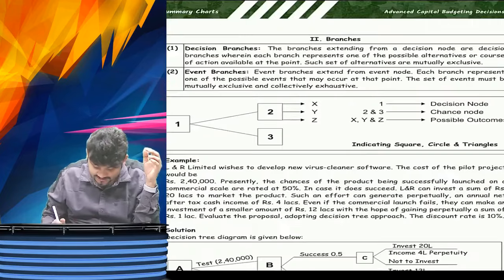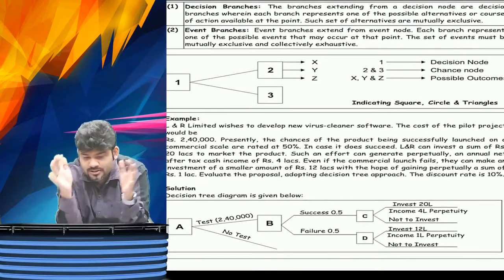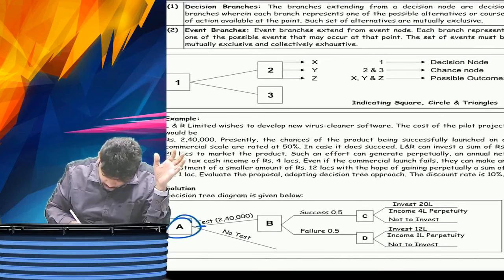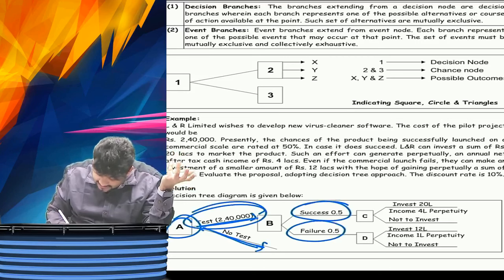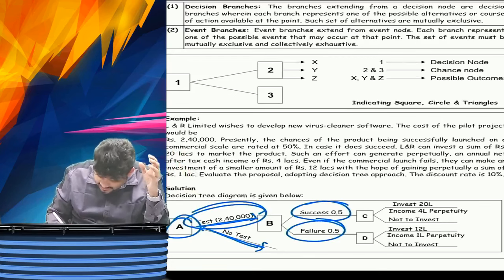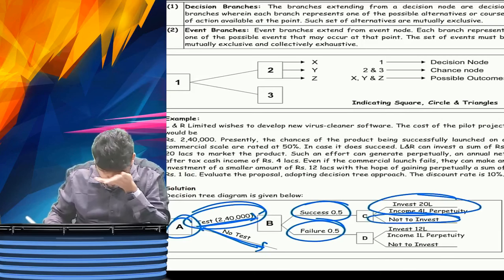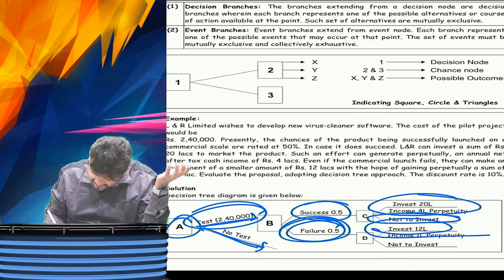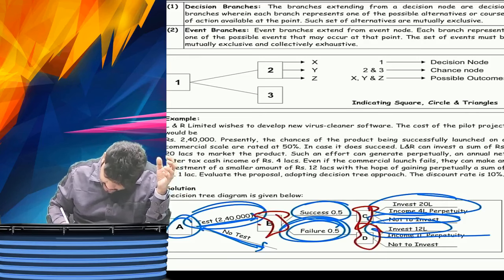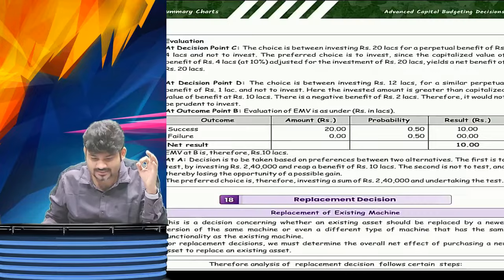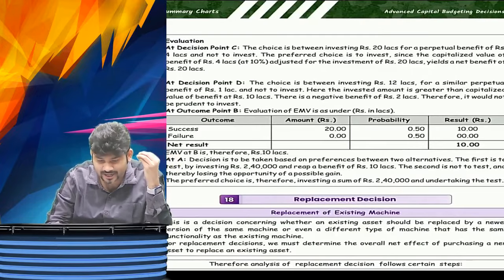Then comes the decision tree approach. In a decision tree, they will give you the question. Go as per what the question is saying. Say if I do the test, 2,40,000. If I don't do the test, no test. If I do the test, there are chances of 50% success, 50% failure. If there is a success and I invest, then I may earn 4 lakh rupees. Again, I may plan not to invest. If there is a failure and if I invest, what is the amount of money that I am getting? And at every node, we have to check what exactly is the scenario. That basically is called the decision tree.